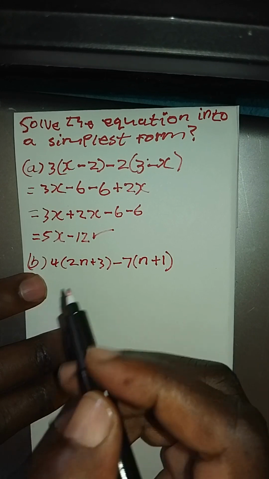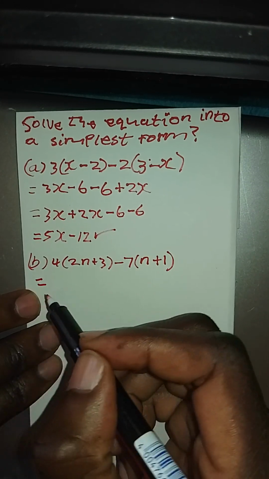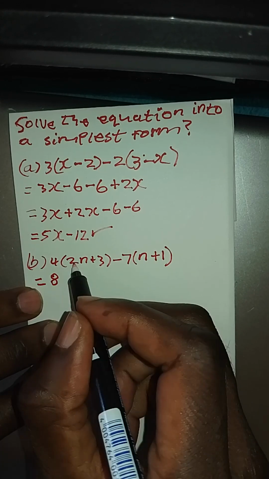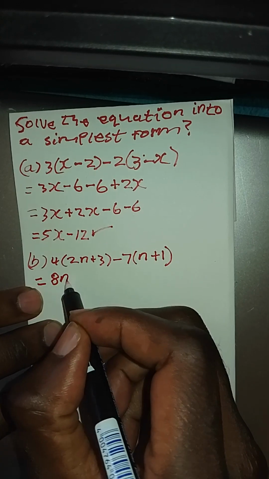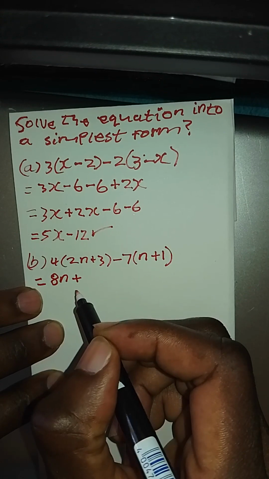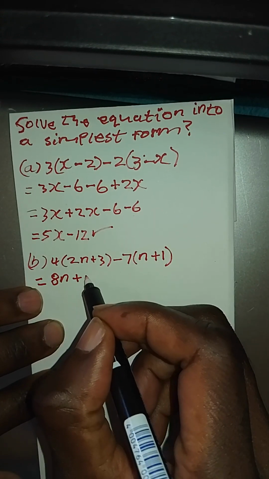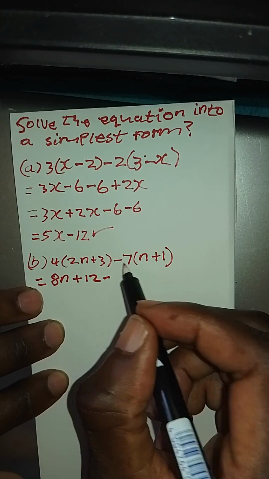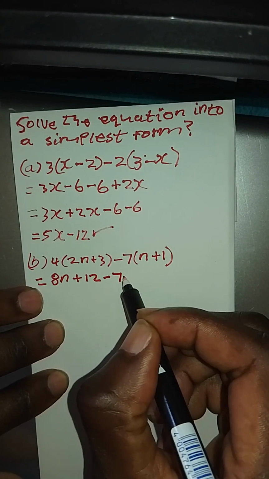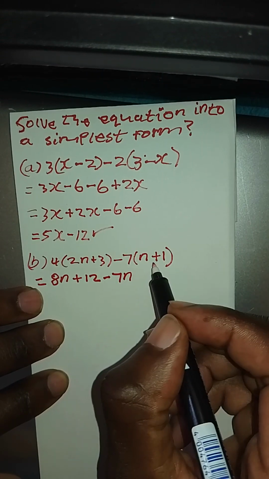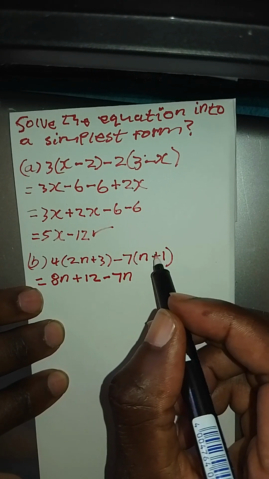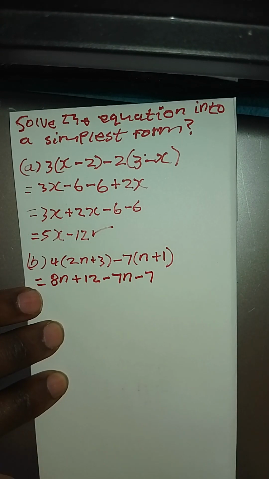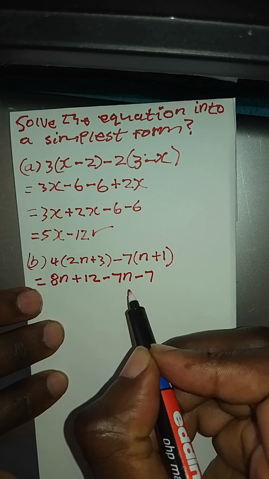Keep that in mind. Okay, so this is equal to 4 times 2n is equal to 8n plus 4 times 3 is equal to 12, minus 7 times n is equal to 7n. 7 times 1, this positive sign will change to negative, so it will be negative 7. Okay, that's the first step.